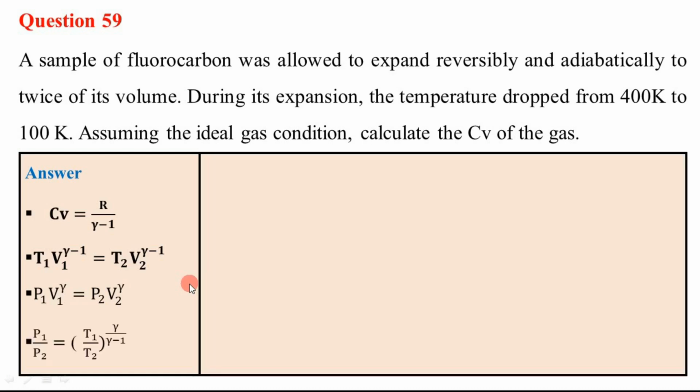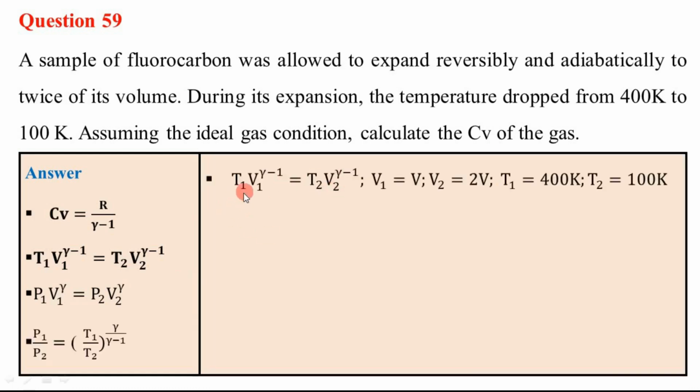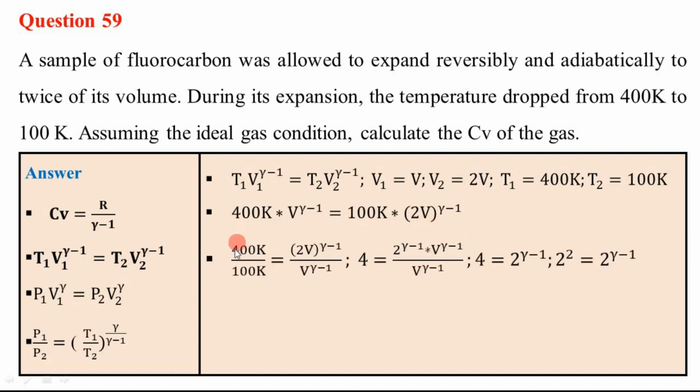Here we replace T1 was given, T2 was given. Then we need to calculate the CV. We replace the 400K V^(gamma minus 1) to 2V, because we are told the V2 is twice the initial volume, 2V. Then in this case, we have 400K over, we are putting this one, (2V)^(gamma minus 1). Here, then we cancel, get 4. 4 equal to this one, 2^(gamma minus 1) times V^(gamma minus 1) is the same as 2^(gamma minus 1) times V^(gamma minus 1), dividing with V^(gamma minus 1).